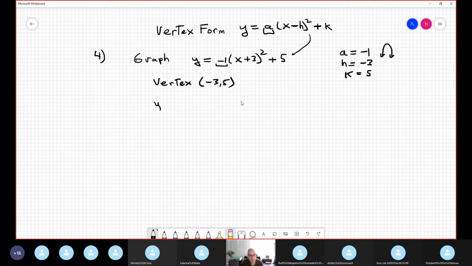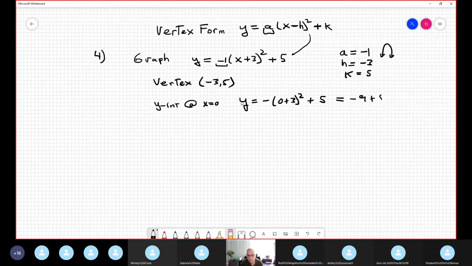Let me try to find the y-intercept. The y-intercept is evaluated at x equals 0. So y equals minus (0 plus 3) squared plus 5. Okay, be careful with the sign. 0 plus 3 is 3, 3 squared is 9, so it's -9. Plus 5 is -4. Okay, and the point is the point (0, -4). This is my y-intercept.